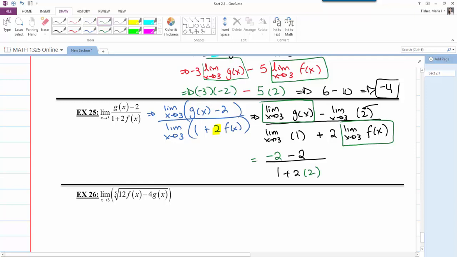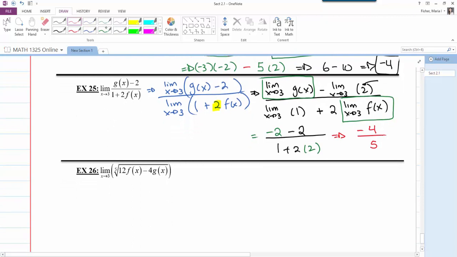So we have negative 2 minus 2 over 1 plus 2 times 2, or in this case, we're looking at negative 4 over 5. So the limit as x approaches 3 of g of x minus 2 over 1 plus 2 times f of x is negative 4/5.